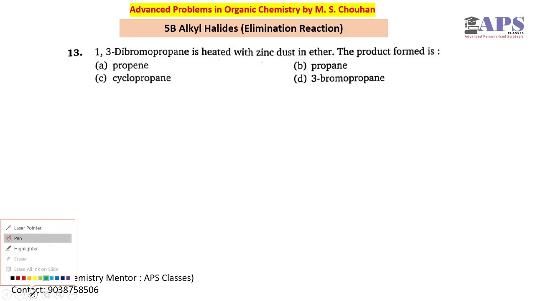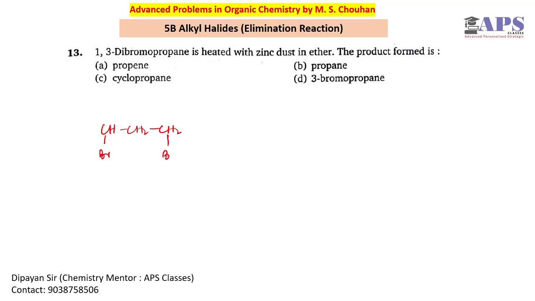Okay, next question, question number 13. 1,3-dibromopropane is heated with zinc dust in ether. The product formed is, so here we have 1,3-dibromo, Br, CH2, Br, and we have zinc dust.